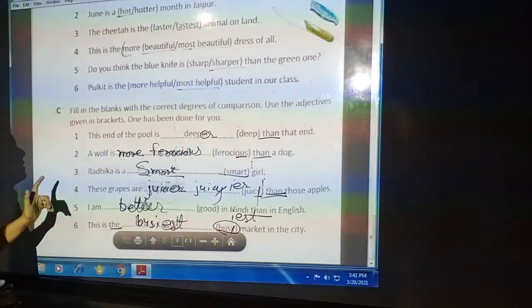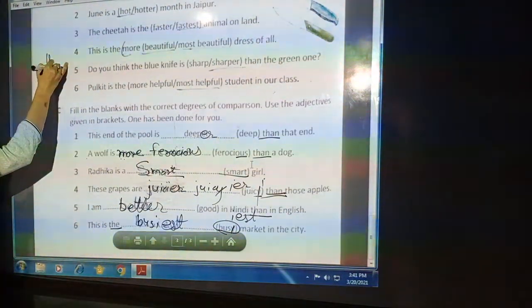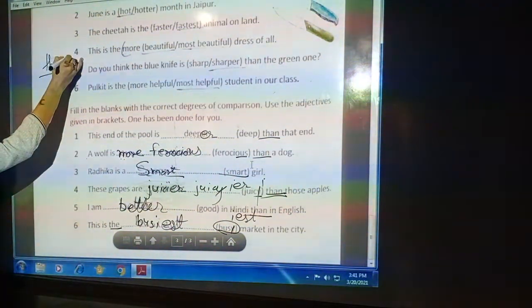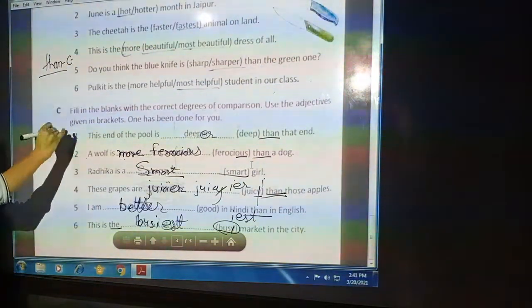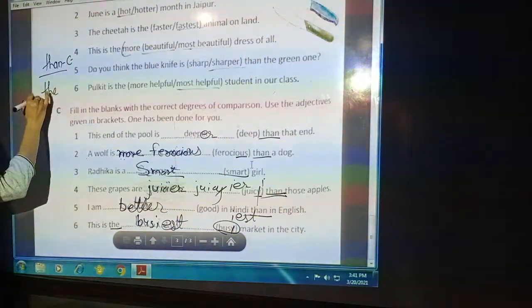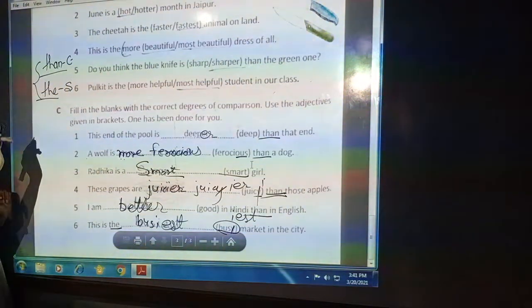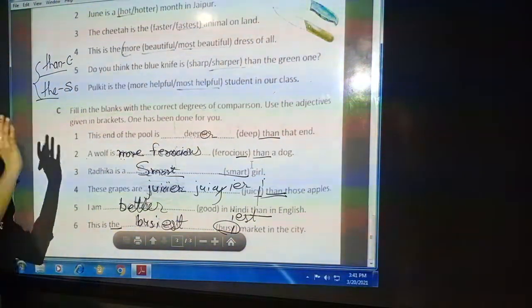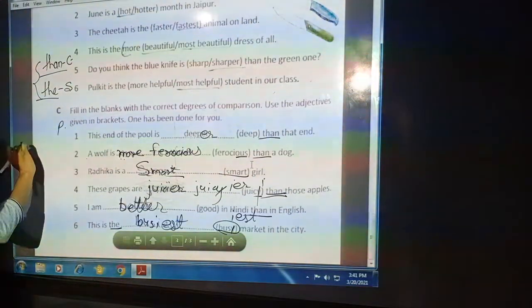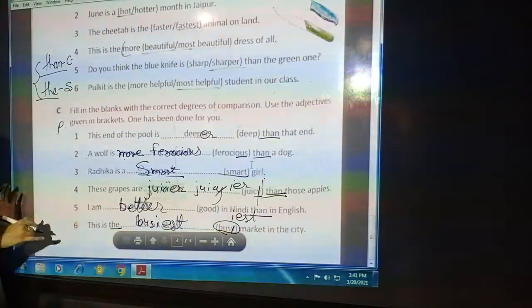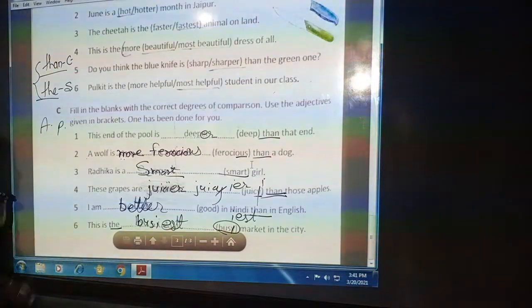Again I am revising. If you see then, that means comparative degree. If you see the, that means it is superlative degree. If both these words have not been used, that means it is of positive degree. The original form of adjective will be used. Clear?